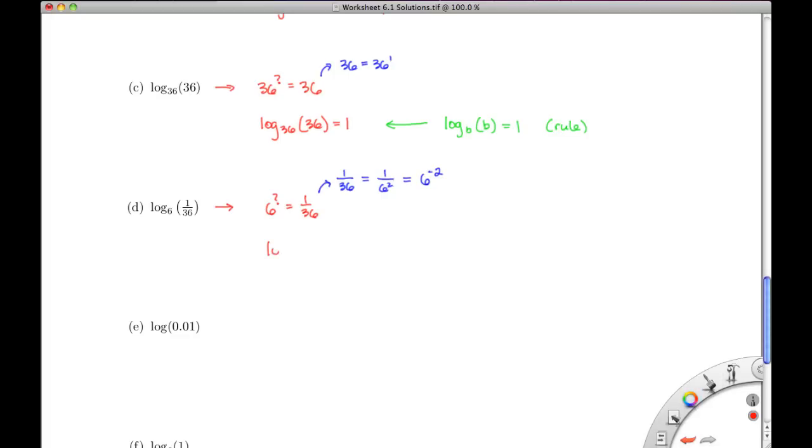So we can say that the log base 6 of 1/36 has to be equal to negative 2, because that's the power of 6 that gives us 1 over 36. Okay, so let's check out this next one.